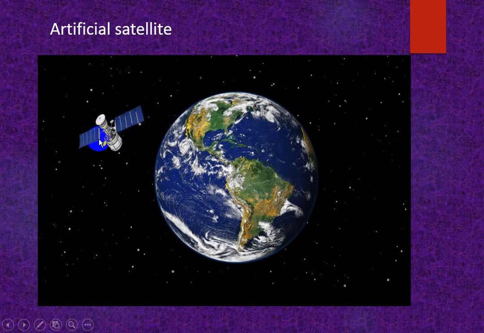Artificial satellites contain different types of devices. The transponder is also one of them. The transponder receives a signal from the Earth station, which is called uplink, then processes it and transmits the signal to another Earth station. This is the transponder content. There are different types of devices, a camera also, everything. So this is an artificial satellite.